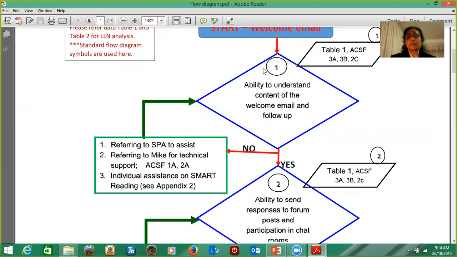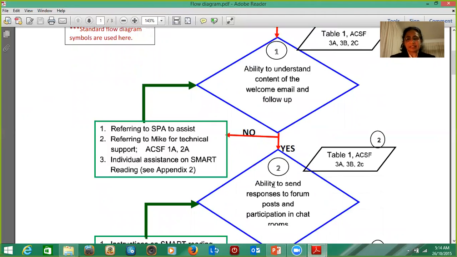So the first one is the point of contact number 1. Point of contact is the welcome email as well as the welcome video. Can the learner understand what was there, and can the learner follow the instructions? So that's the very first step. So those who say yes, then they get into the next level.